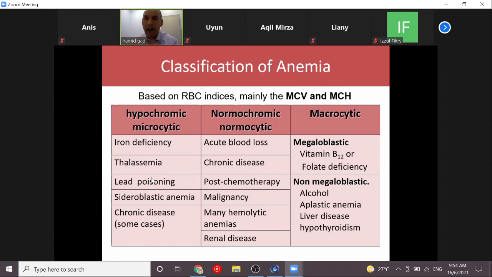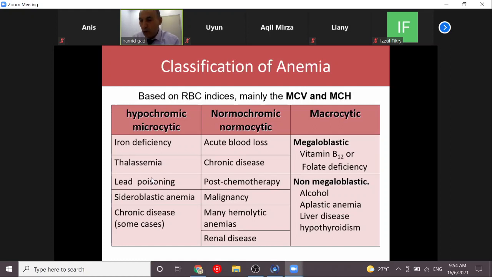You must check the iron first. In any case, again I repeat, in any case, when you find hypochromic microcytic anemia, next check the iron. If the iron is low, confirm that this patient has iron deficiency anemia. And next we have to find out why the iron is low.